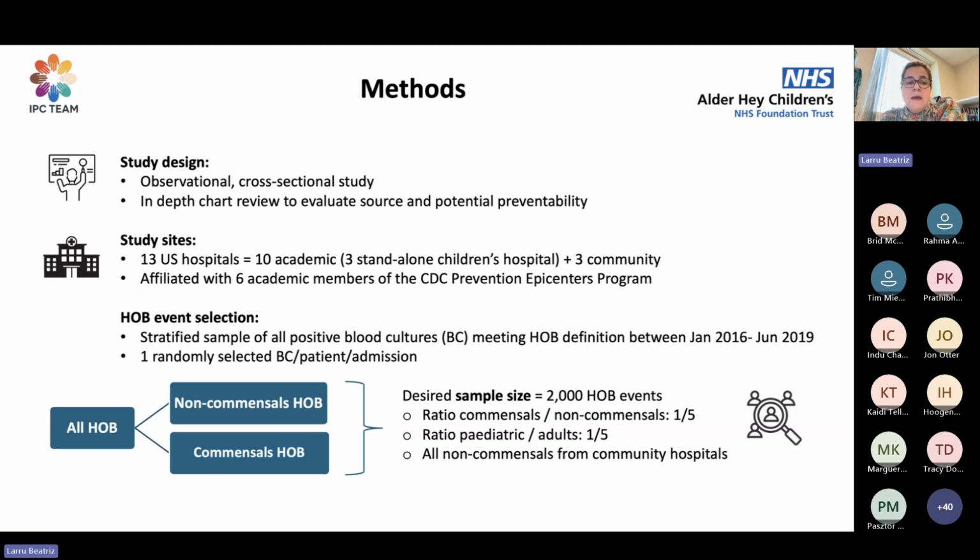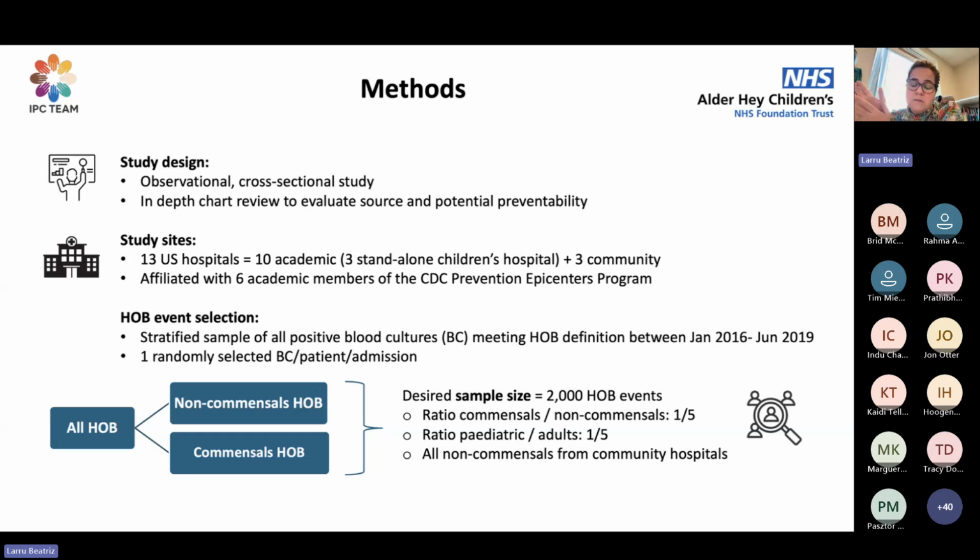What they did is that between 2016 and 2024, they asked for all hospital-onset bacteremia events, and they selected a random sample of hospital-onset bacteremia. They tried to get a sample of 2,000. That was the sample size that they calculated. And they wanted to include a lot of community centers.